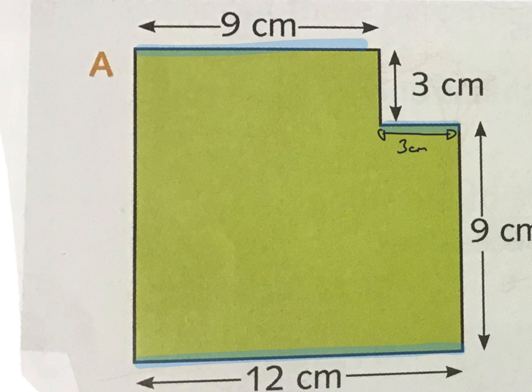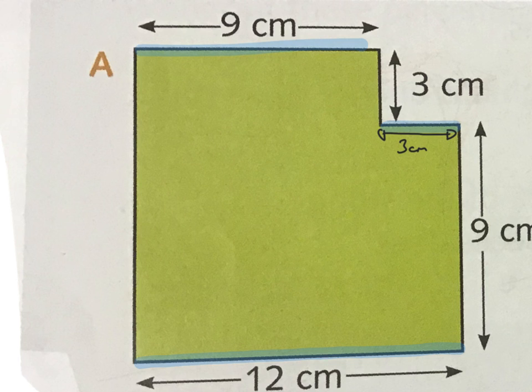Now we're going to use the same method to look at the vertical sides of our shape. This time we have the longest vertical side of our shape blank. We don't know what length that is, but we do know the two shorter sides. This side is 9 centimetres and this vertical side is 3 centimetres.